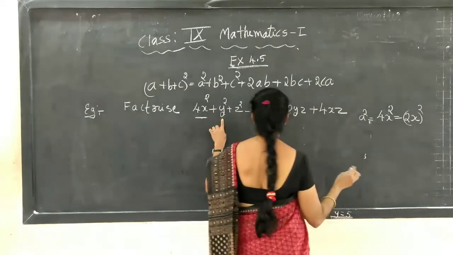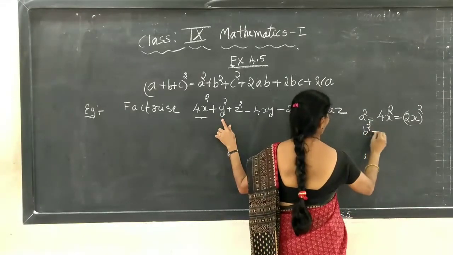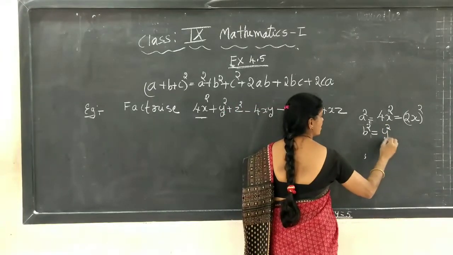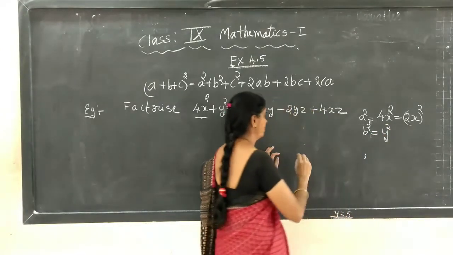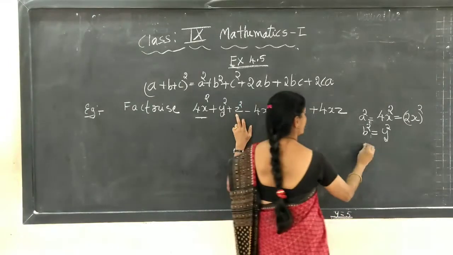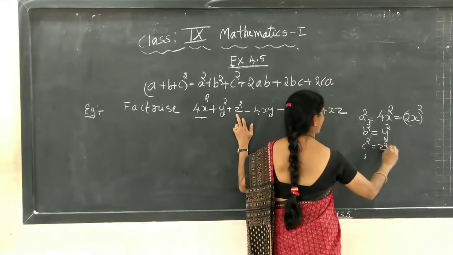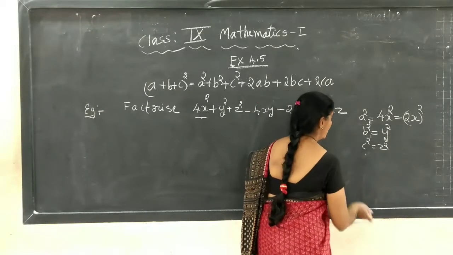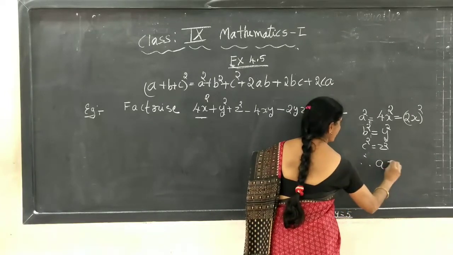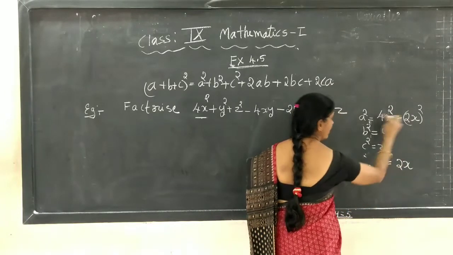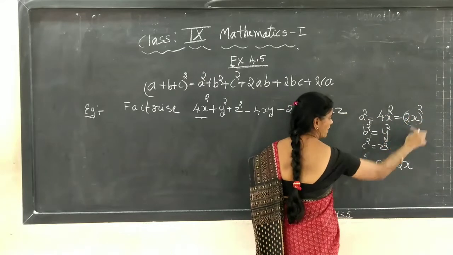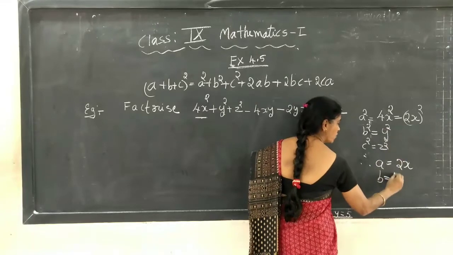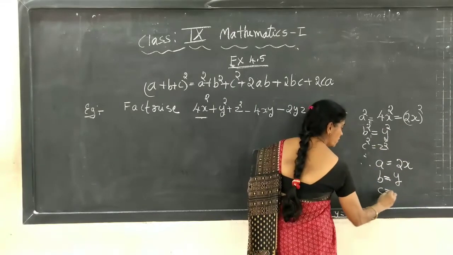Next one is b square. b square is y square, so nothing to change here, and c square is z square. So only one term, z is the number. Therefore, a is equal to 2x, this is a square. b is equal to y, b square is y square, and c is equal to z.